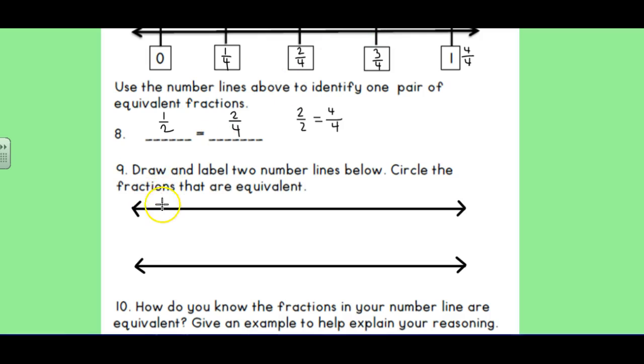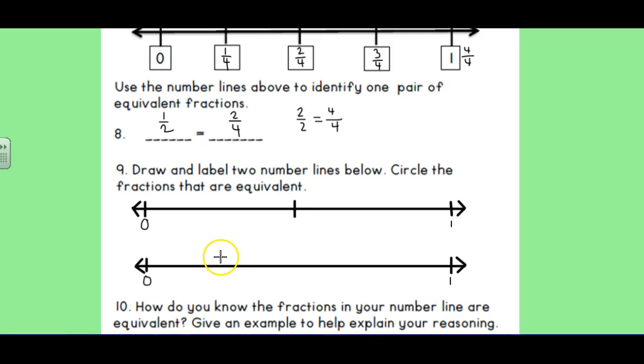So we're going to draw a line for 0, and we're going to draw a line for 1 on both of our number lines. And we're going to label those as 0 and 1. And then we're going to divide our first number line into halves, and we're going to divide our second number line into thirds, and we're going to see if any fractions on those number lines are equivalent to one another.